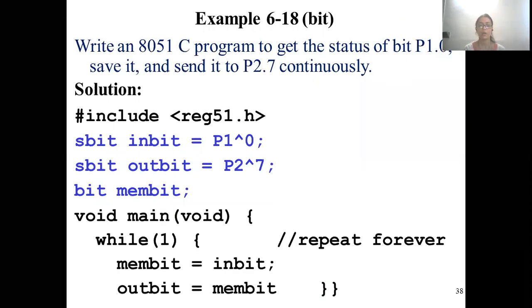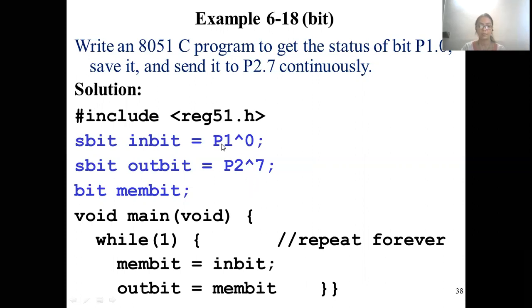Now this is one example of how to write an 8051 C program to get the status of bit P1.0, save it, and send it to port P2.7 continuously. Here, first you include the header file, then you have sbit in_bit = P1^0, then sbit out_bit = P2^7. This way you can access your bits, and then you have the loop which runs forever, while(1). While one means that this loop will run continuously. So this way it will work for sending the data from P1 to P2.